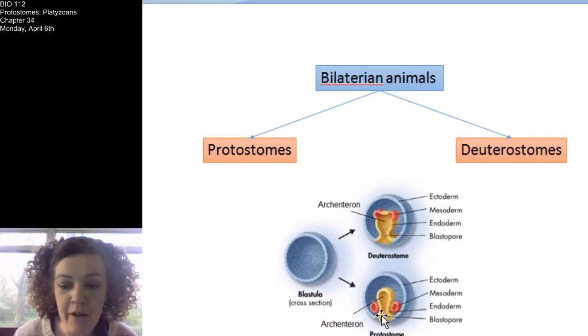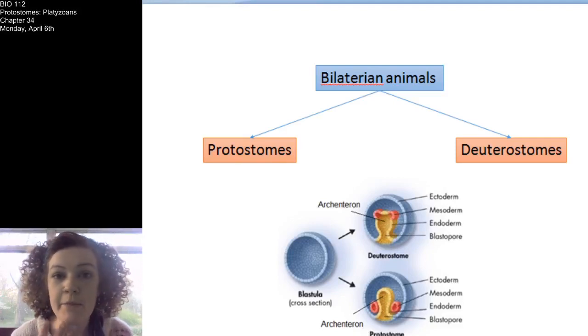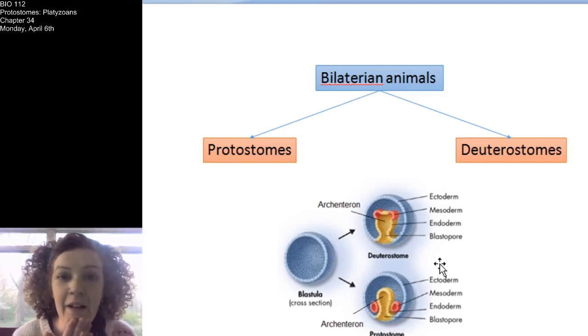So remember, here you have your blastopore in a protostome embryo and a deuterostome embryo. So the blastopore in a protostome becomes the mouth. That's where they get their name, right? First mouth. And then the deuterostome's second mouth, the blastopore becomes the anus.